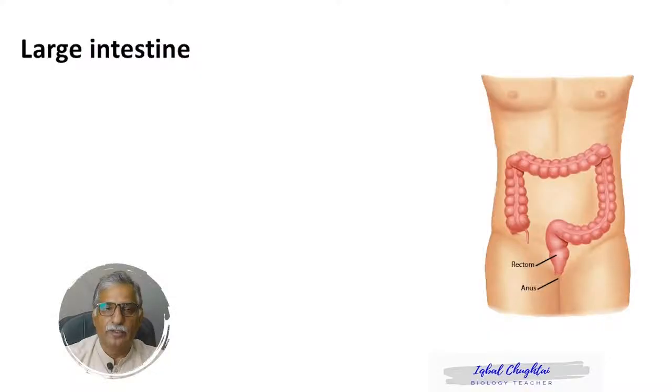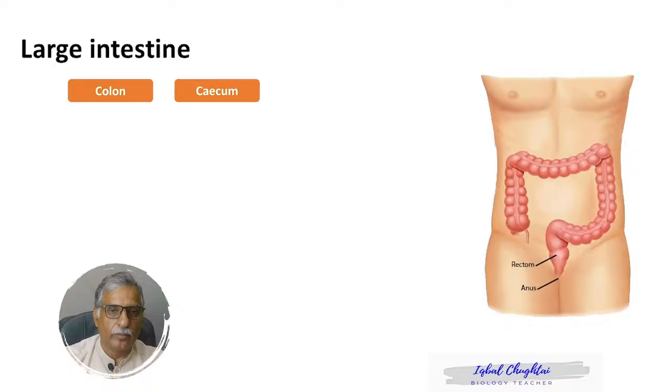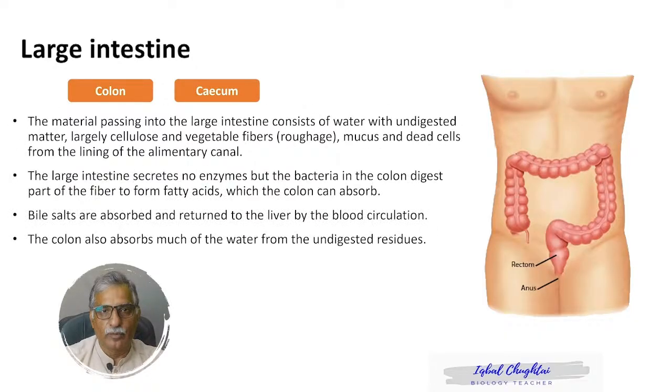Now continue with the residue that has been pushed forward into the large intestine. The large intestine has two segments, colon and cecum. In the large intestine, there is no food digestion and there is no absorption of the digested food. That's why the large intestine's inner wall is smooth. It is not projected into villi or microvilli, just like in the small intestine. Its inner wall is smooth, and it is only meant for the absorption of water and minerals from the residue.